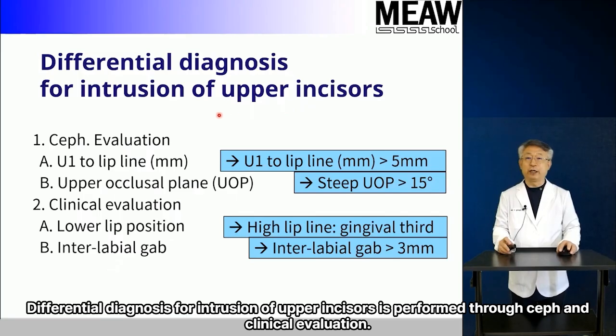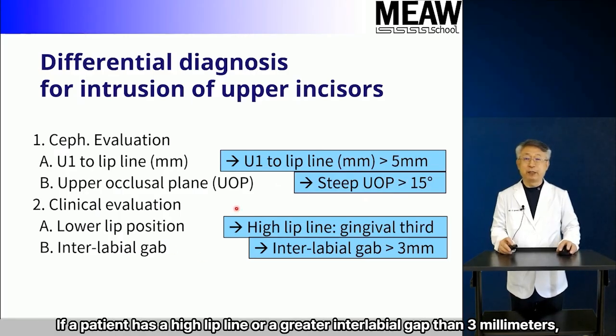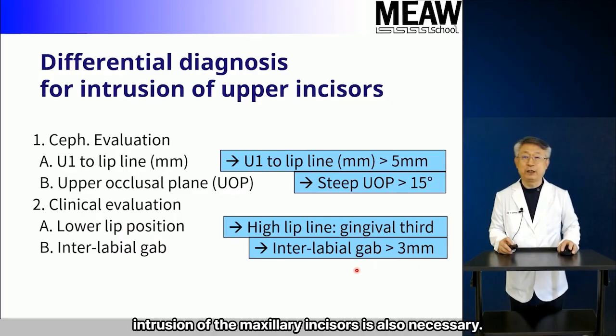Differential diagnosis for intrusion of upper incisors is performed through CEPH and clinical evaluation. If a patient has a longer U1 to lip line than 5 mm and a steep UOP of over 15 degrees in CEPH evaluation, intrusion of the maxillary incisors is necessary. If a patient has a high lip line or a greater interlabial gap than 3 mm, intrusion of the maxillary incisors is also necessary.